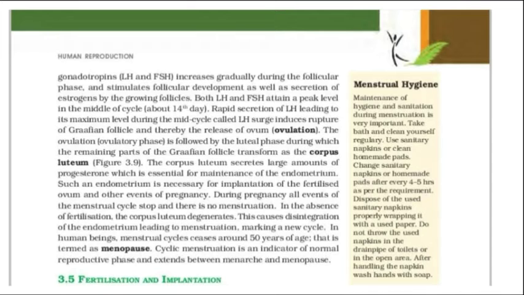In human beings, the menstrual cycle ceases around 50 years of age, that is termed as menopause. Cyclic menstruation is an indicator of the normal reproductive phase and extends between menarche and menopause. Now 3.5, fertilization and implantation.